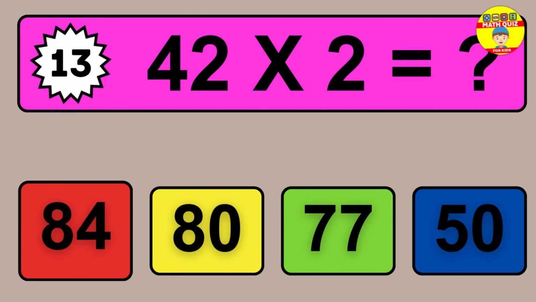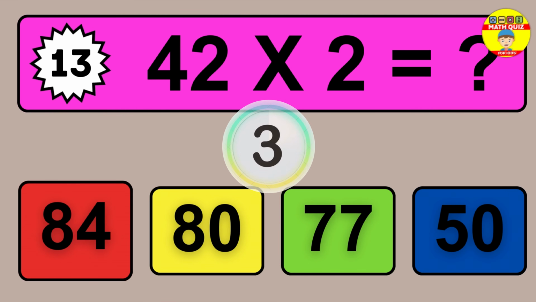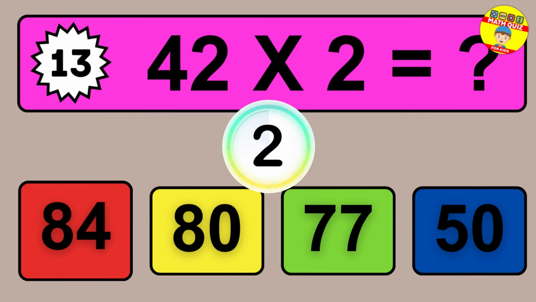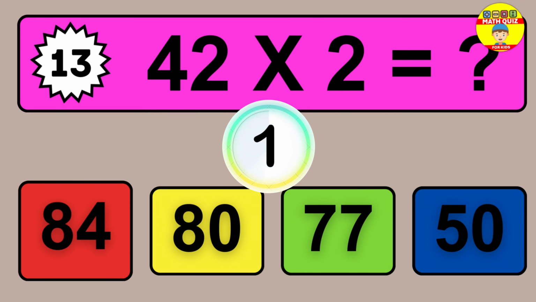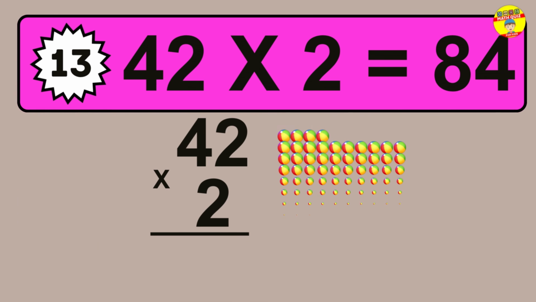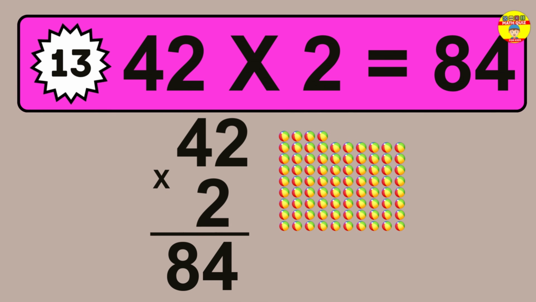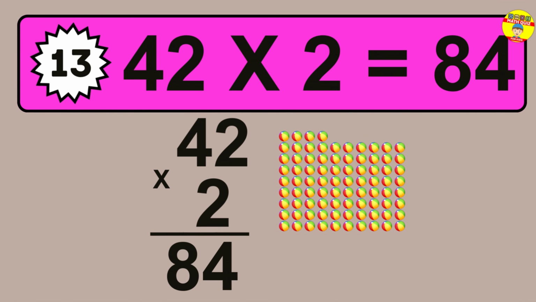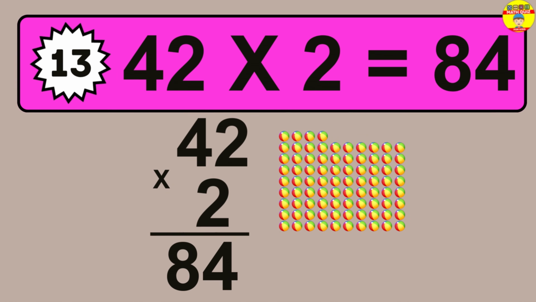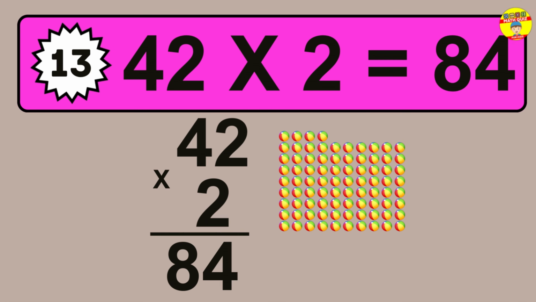Question 13. 42 times 2 equals what? So the answer is 42 times 2 is 84. To calculate, we have 42 groups with 2 balls each one. So how many balls do we have? 84 balls.